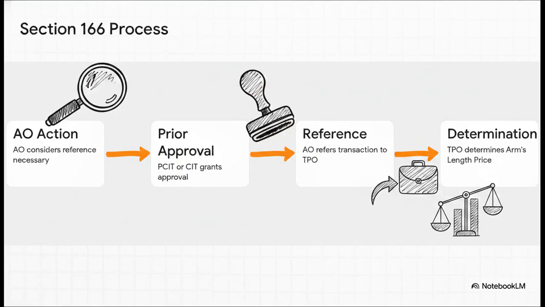So how does this transfer pricing audit actually get triggered? It's a strict four-step chronological flow. Step 1. The assessing officer, during standard assessment proceedings, has to consider it necessary or expedient to refer the valuation. Step 2, and this is big, the AO cannot just act unilaterally. They are legally mandated to get prior approval from the principal commissioner or commissioner. Step 3. Only after getting that green light is the formal reference made to the TPO. And finally, Step 4. The TPO takes over jurisdiction specifically to nail down that arm's-length price.